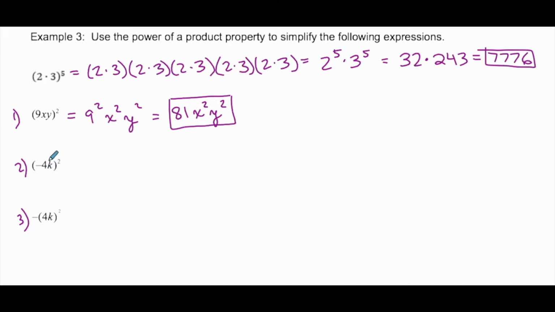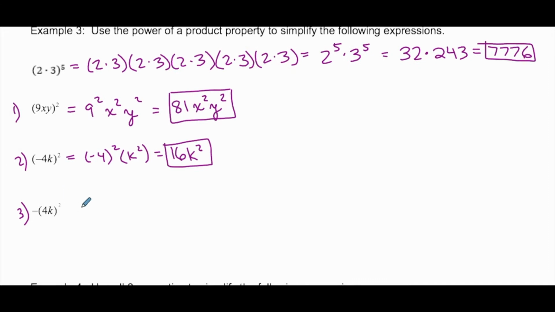Negative 4k quantity squared. I can do negative 4 squared times k squared. Negative 4 times negative 4 is positive 16, and I don't know what k squared is because it's just a variable, so that's where I stop.